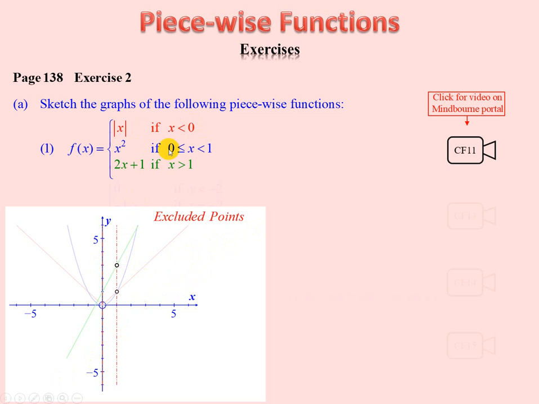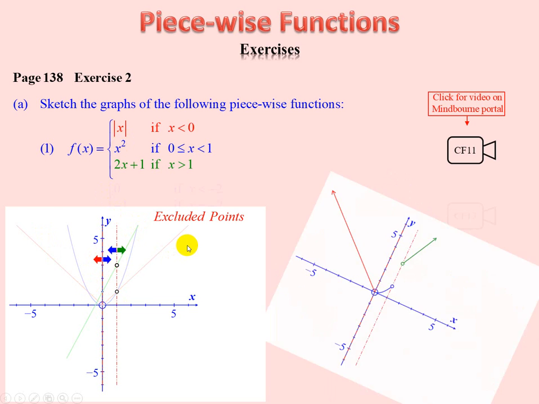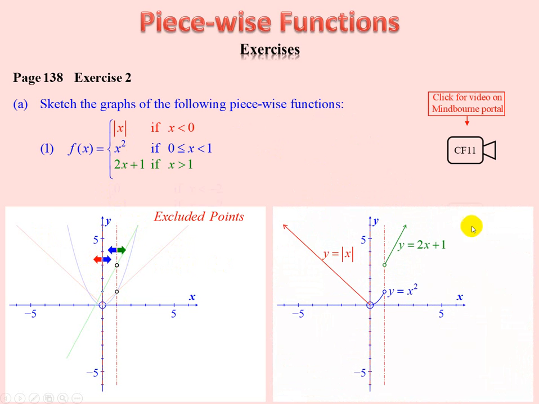Having a look here, x is less than 1 for x squared, and x is greater than 1, 2x plus 1. So both of these are excluded from x equals 1. So let's just slot that in like that. Now, there we are. We have the green graph to the right of x equals 1. We have the blue graph, there it is there, between the two. And then we have the red graph, the absolute value of x, to the left. So there is our piecewise function drawn as a graph.